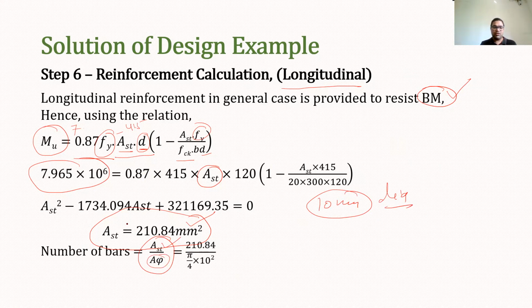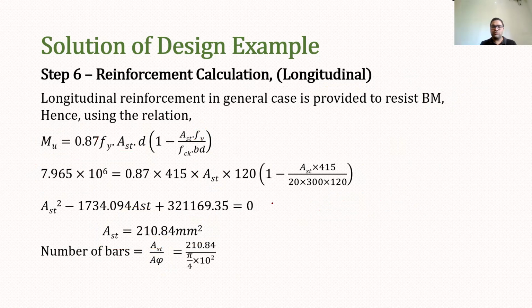So now putting the value of Ast upon A phi, and we have assumed the 10 dia bar. There we will be calculating the area of cross section of a 10 dia bar. And with this, we get the number of bars as 2.69. So generally we round off the value to the higher side, which is 3 bars. So ultimately we will be providing 3 bars of 10 dia to resist this bending moment.